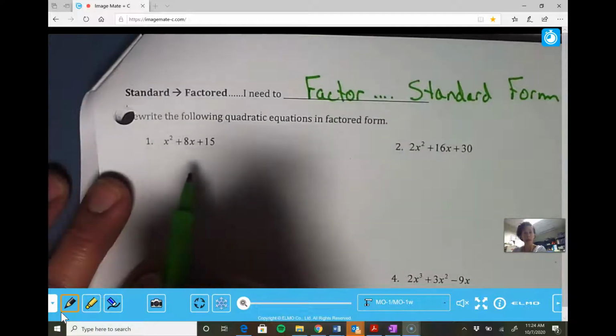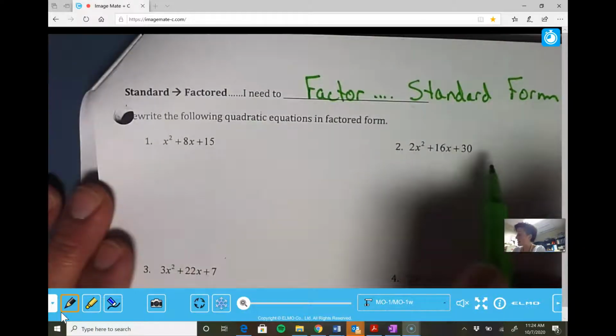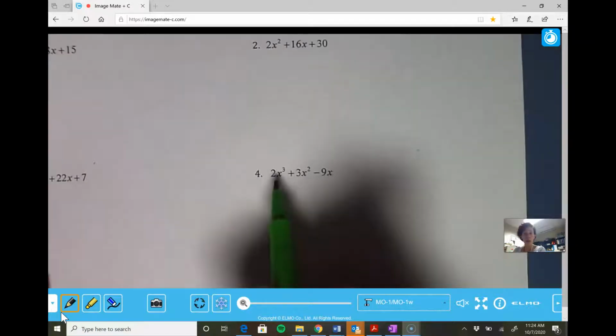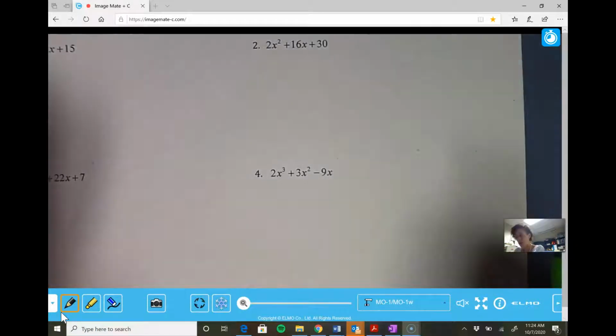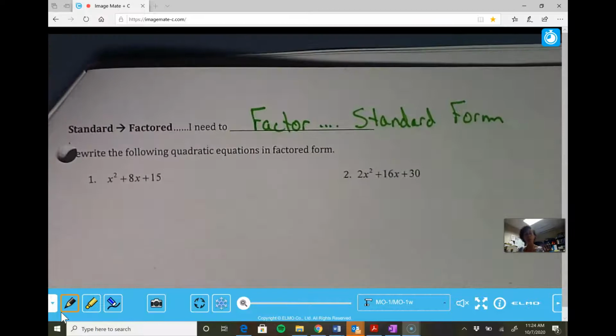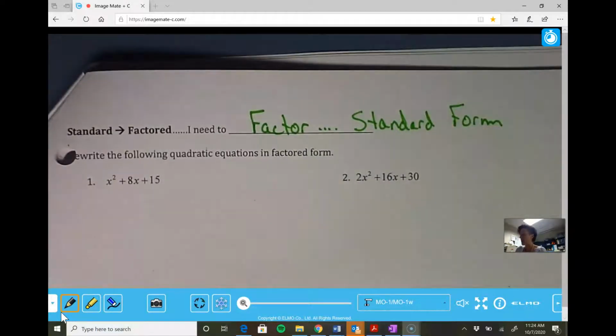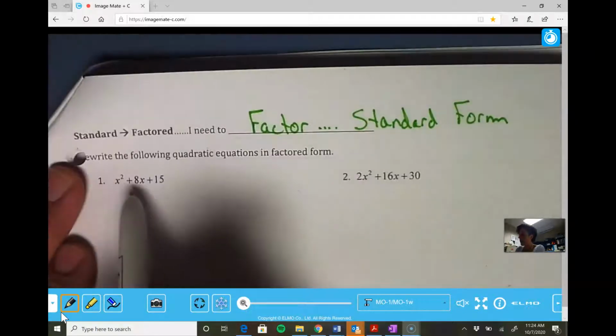Okay, so x squared, x, number; x squared, x, number; x cubed, x squared, x, and then there's no number here. So the first thing I'm going to do for every problem is ask myself, is there a greatest common factor? Is there something I can divide or factor out of all 3 things?